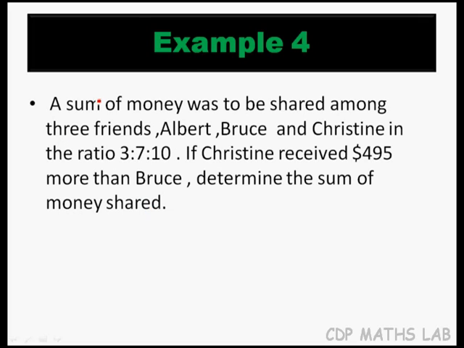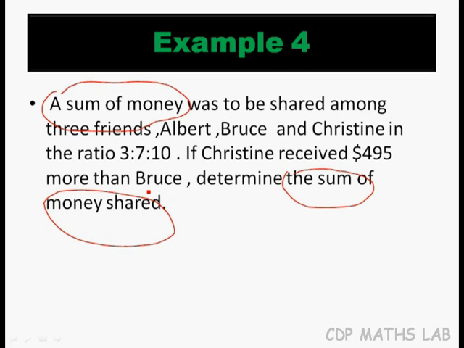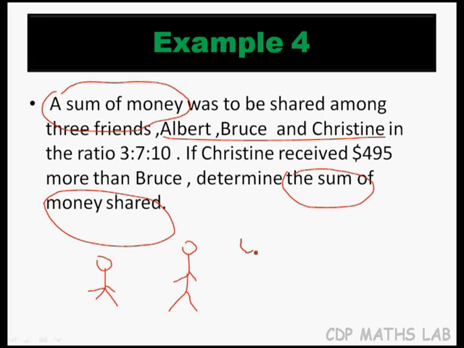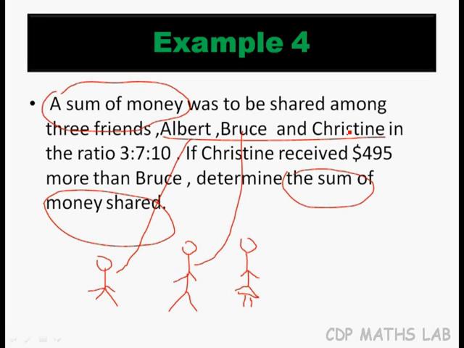Now, we are not given the sum of money, but we are asked to determine the sum of money shared. But what were we given? We were told that there are 3 friends. What could you do? You could draw a picture to represent Albert, a picture to represent Bruce, and Bruce could be the taller one, and a picture to represent a short little girl called Christine. Yes, isn't she short? Yes. So here are the 3 friends. One is Albert, one is Bruce, and one is Christine.